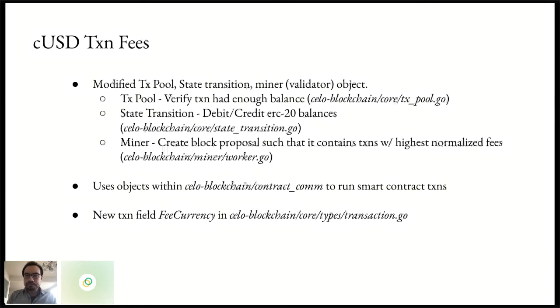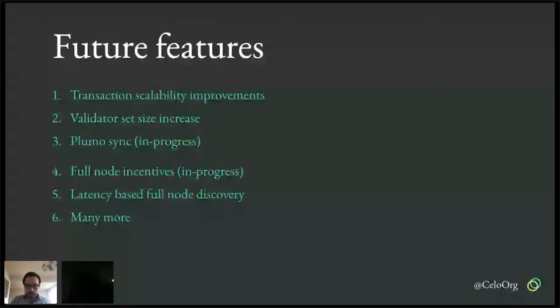All right, so I did go through a number of the features that we've added, and I want to mention again, it's certainly not comprehensive, but here I wanted to describe some of the future features that we plan to implement. For example, we want to increase transaction scalability, because as we get more adoption, we're going to have to increase the transactions per second that our blockchain can handle. We want to increase our validator set size so that it will increase security of the blockchain.